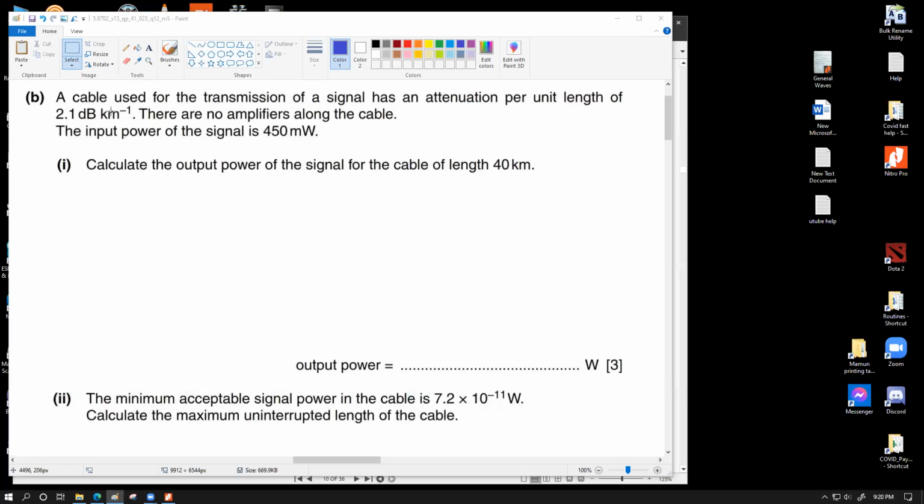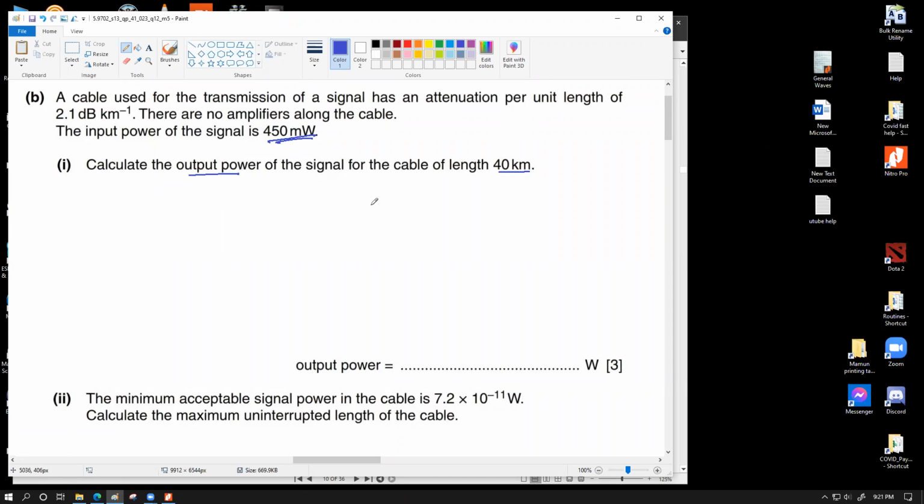All right. So let's have a look. A cable is used for transmission of a signal. The signal has an attenuation per unit length of 2.1 decibel per kilometer. There are no amplifiers along the cable. The input power of the signal is 450 milliwatt. Calculate the output power of the signal of the cable for a length of 40 kilometers. This is pretty simple. So input power দেওয়া আছে, আমাদেরকে output বের করতে বলছে.